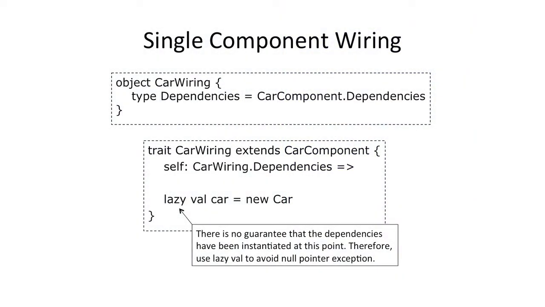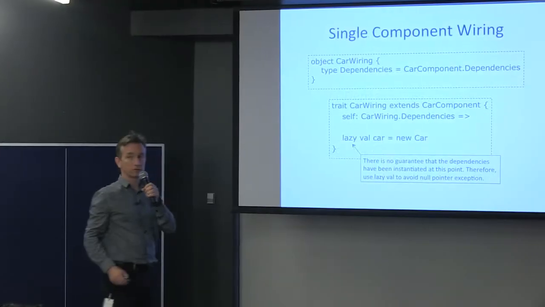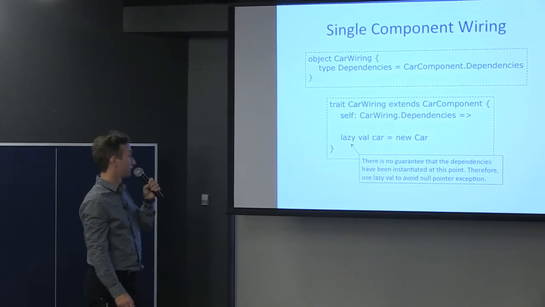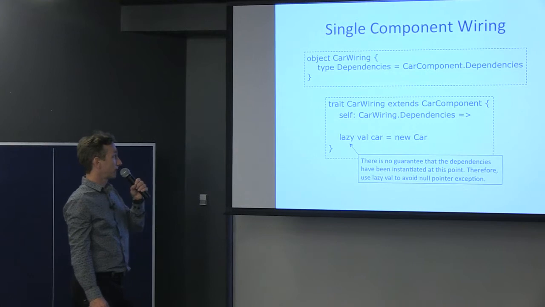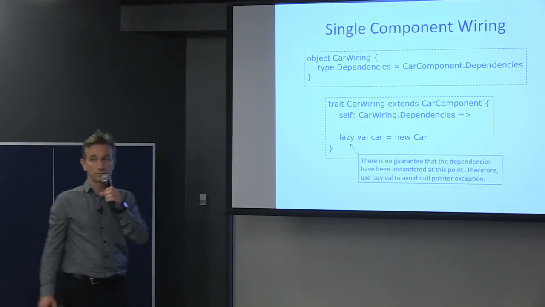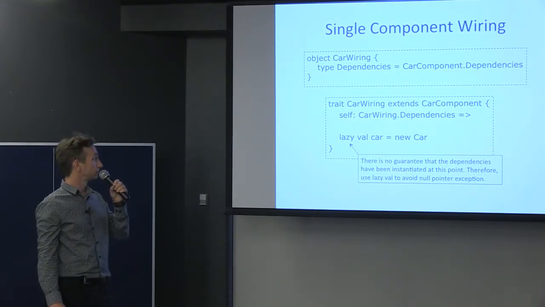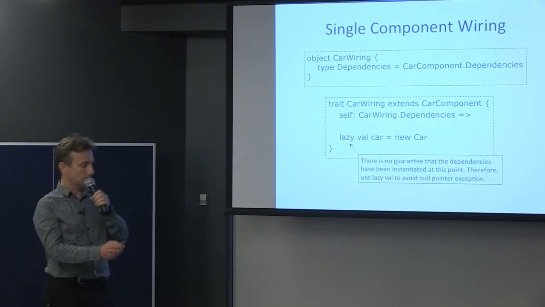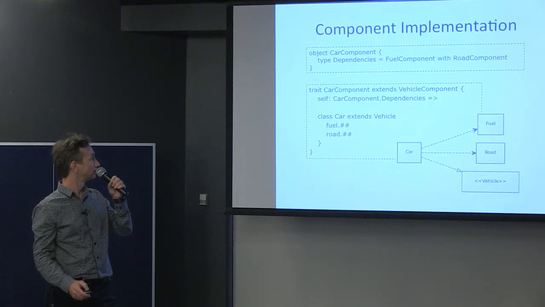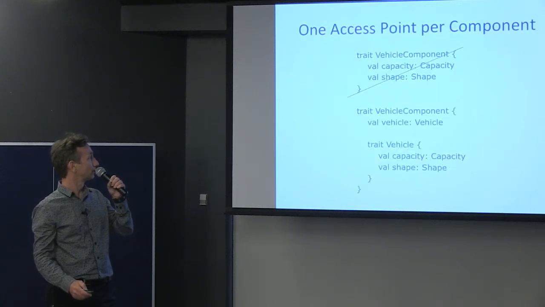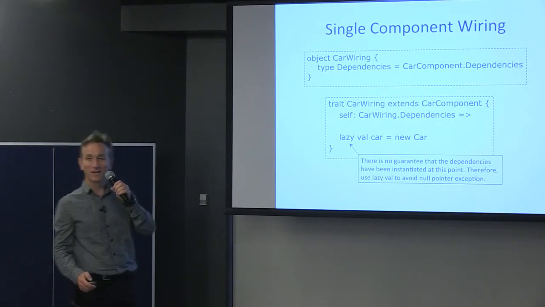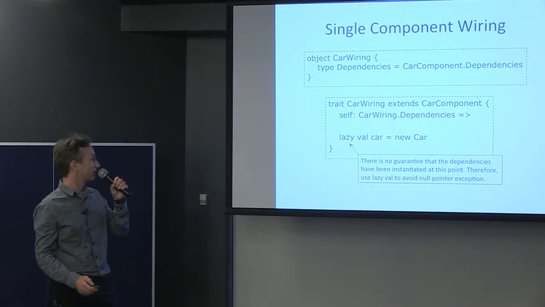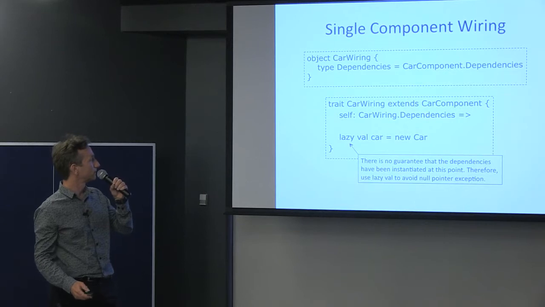And then the third layer is the wiring up. So the wiring up is where we actually wire up the actual car and say that it's got to be a new car. So now in this case, in our component, we did var vehicle. I think I made a mistake there. I've been through this so many times. It should be a lazy val vehicle equals new car there.